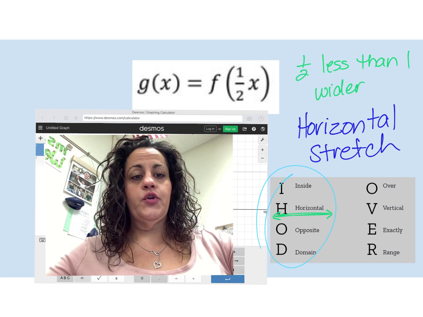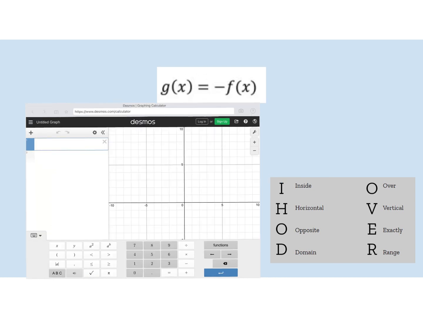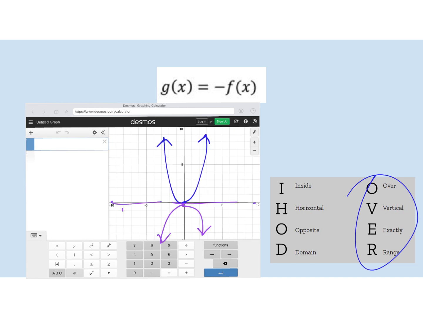All right, here's another one. One last one. So we have that negative sign. It's outside the parentheses, so we're talking vertical. So if we have our parent function, it's this guy. Vertically would mean we're flipping over this x-axis, so that means it's going to go this way. So it would be a vertical reflection over the x-axis.